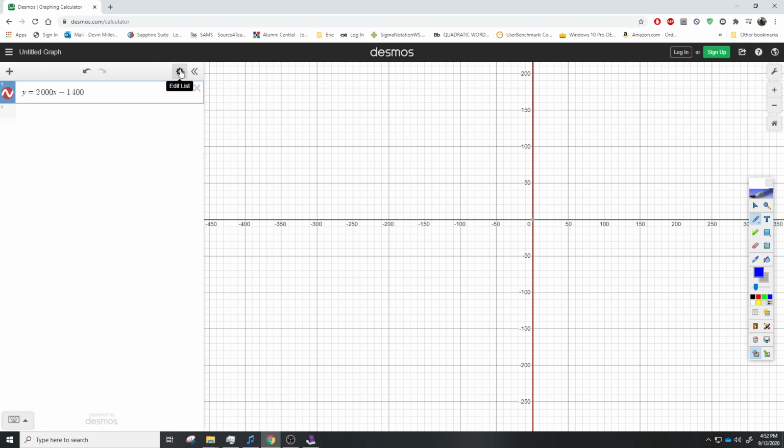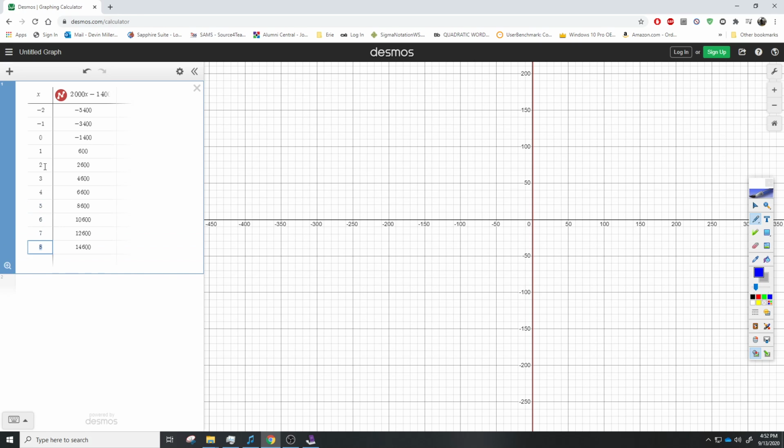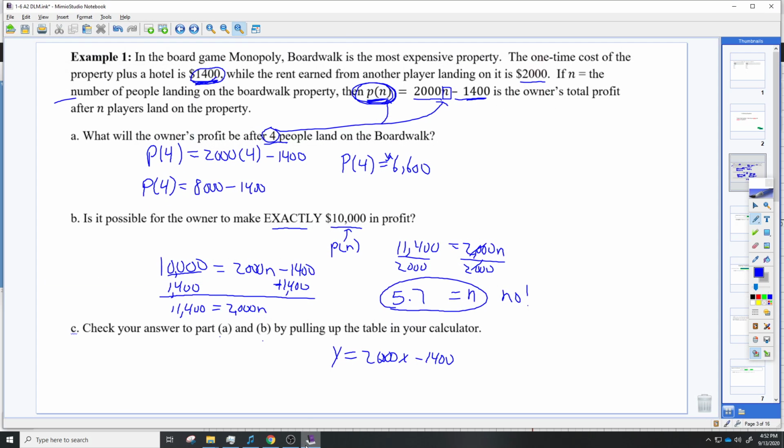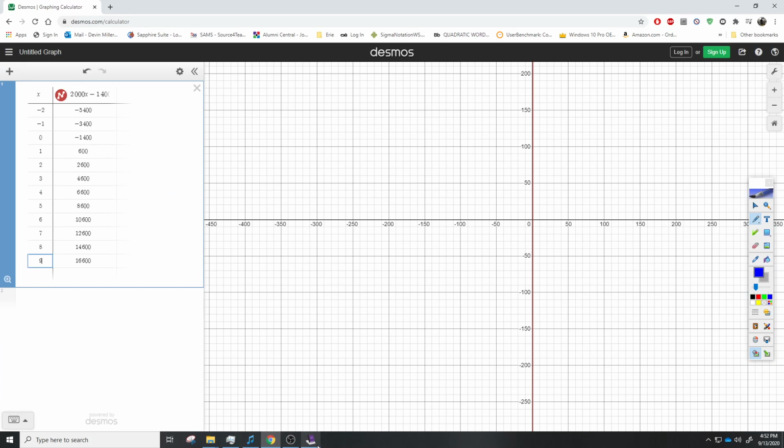a table. So hit the gears, and it says convert to table. We'll do that. And we're going to go down here and click, and we're going to get some more values. So hit enter a couple times. Okay, we'll go up to about 9. So let's see. If there are 4 people who land there, we got it to be 6,600. Is that true? If we look at 4, there it is, 6,600.